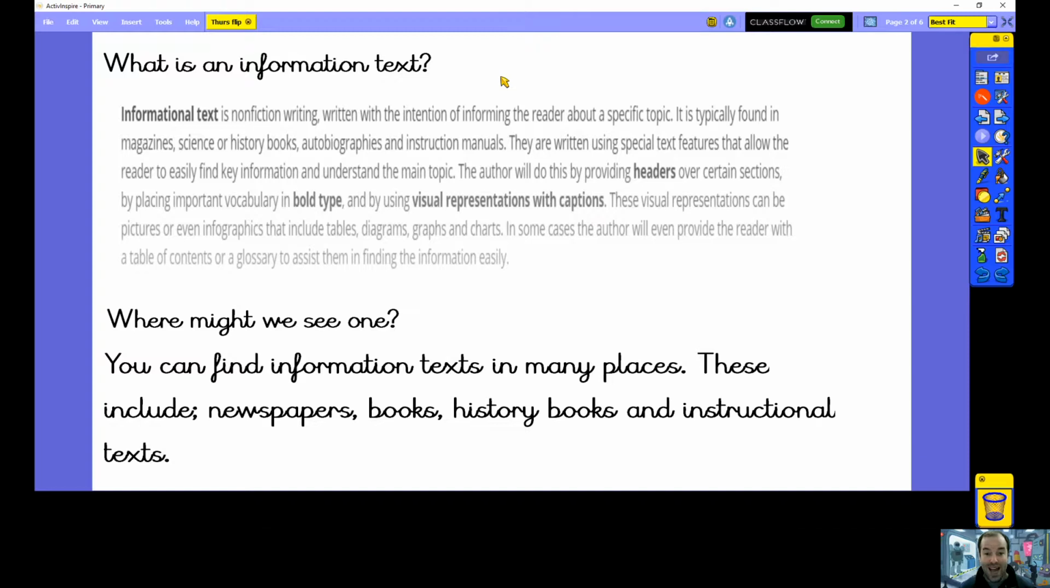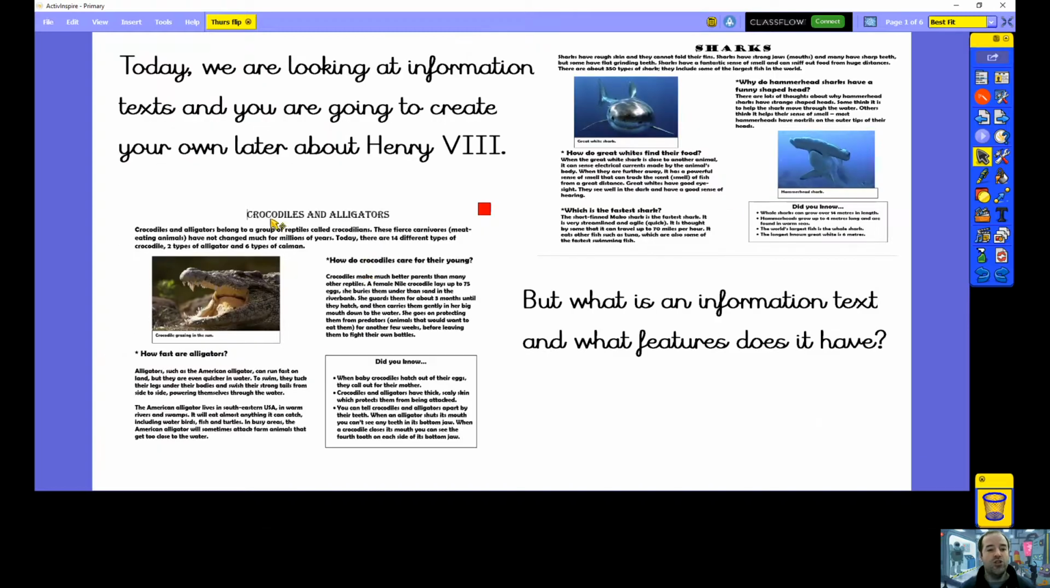It's usually just one thing. It's usually, as you saw on that previous page, just sharks or just crocodiles and alligators. It's one really specific topic. Occasionally, you might find ones that cover multiple topics, but generally they zone in on one thing.